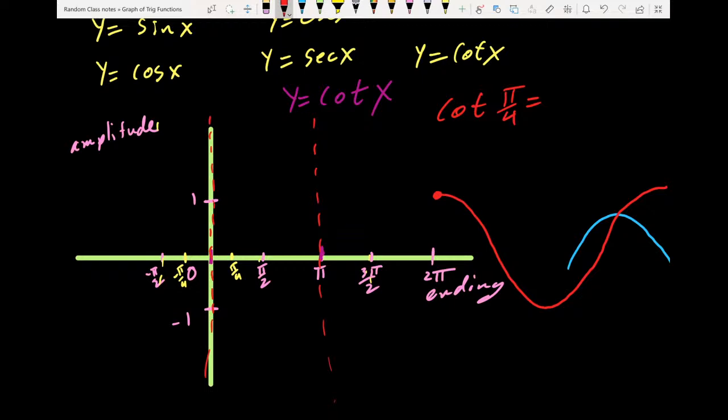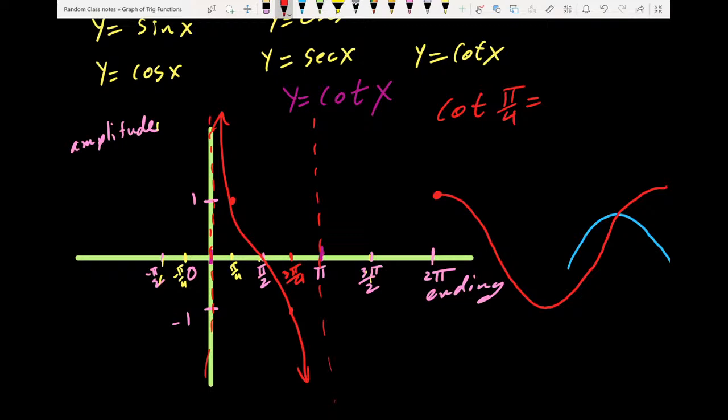Hannah? Sasha? 1, correct. And guess what? At 3 pi over 4 it's going to be -1. And you'll see the pattern right over here. It's a decreasing function. It kind of looks like a cubic function where it decreases and it repeats again.